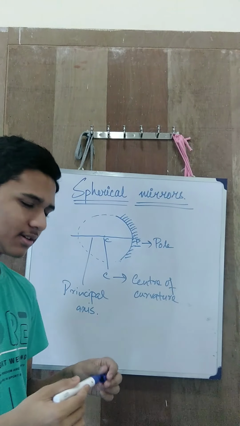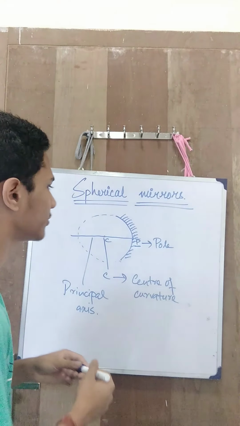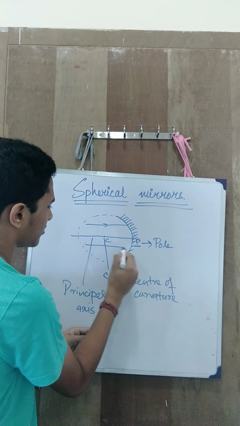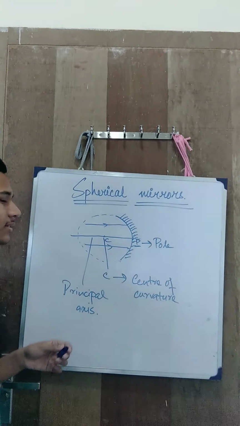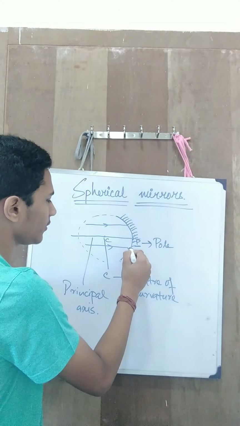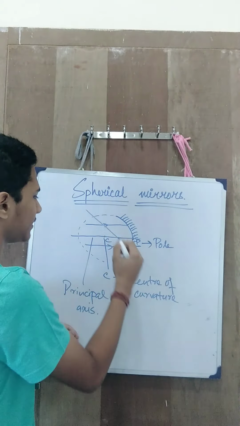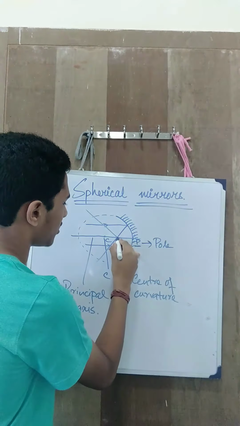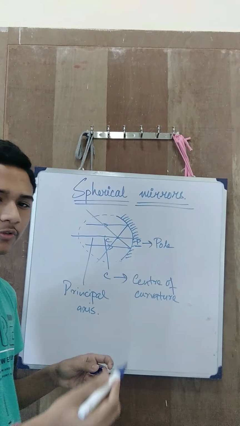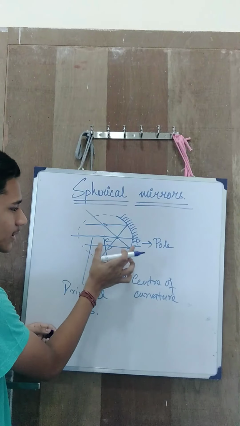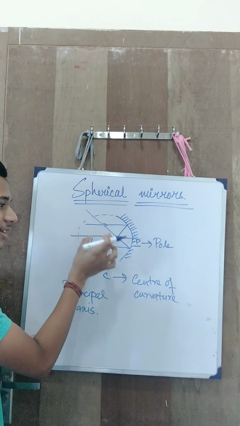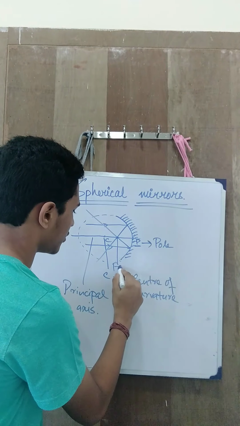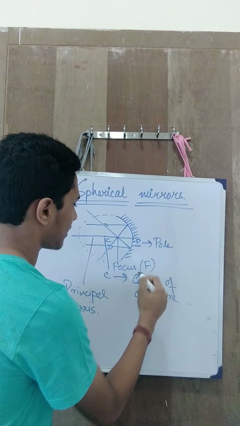Now pay attention. What is the focus of this mirror? If we take some rays like this, parallel to the principal axis, then they will reflect back like this, and like this. The point where both the parallel rays to the principal axis meet after reflection is known as the focus, represented by capital F.